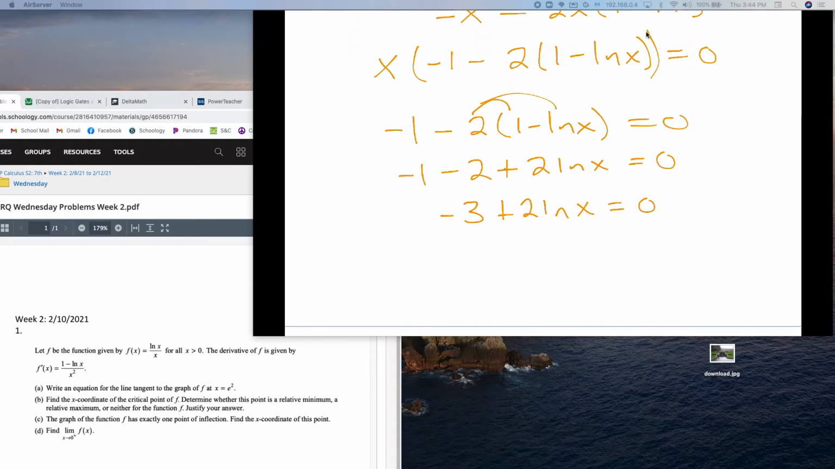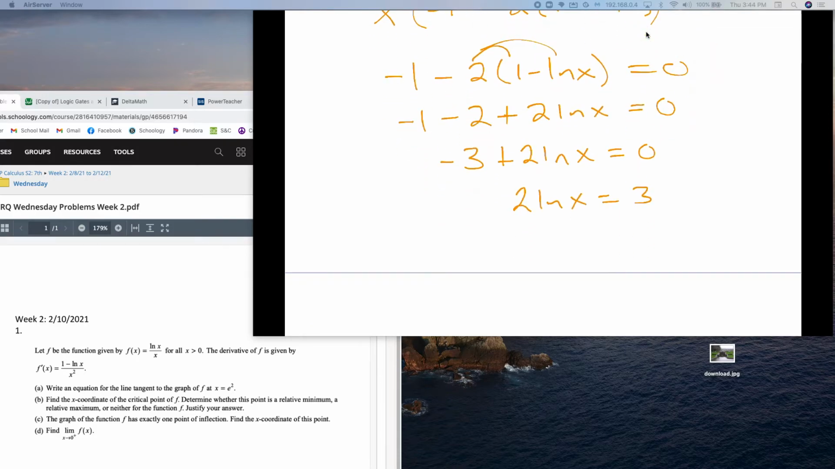Algebraically, 2 times the natural log of x has to equal 3. The natural log of x has to equal 3 halves, which means x is equal to e to the 3 halves if you know your inverses. There's our value. That's all we need. That's the only value we're looking for on there.